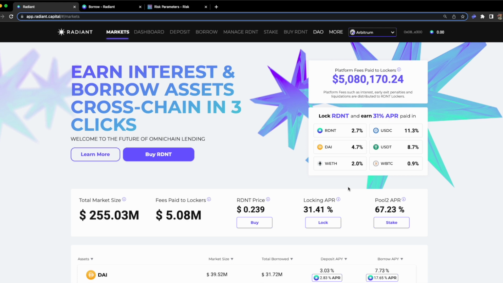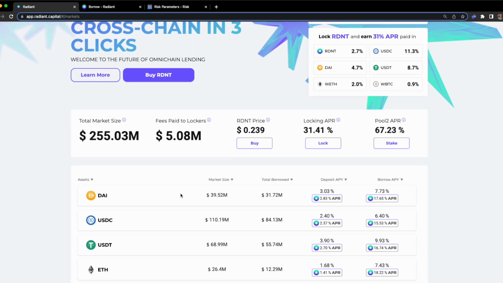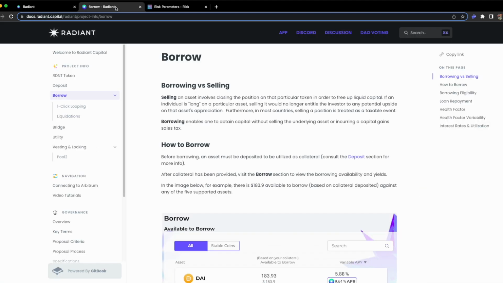Today we're going to take a quick look at RDNT. Now RDNT is a cross-chain lending, borrowing money market. It's pretty simple and I do have a flow chart to explain everything for you. But as always, I will encourage you to go and read the docs.